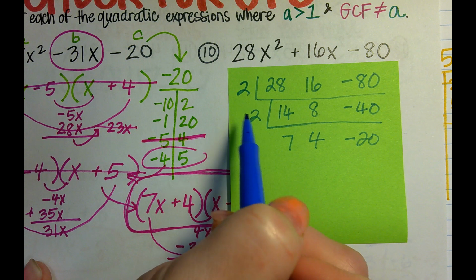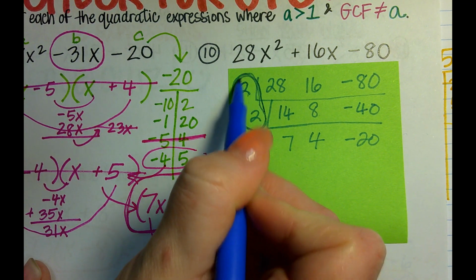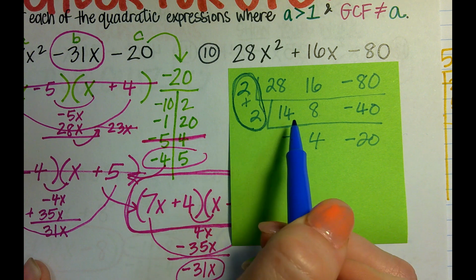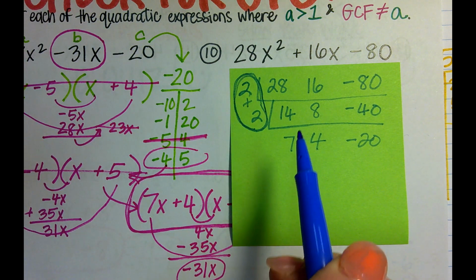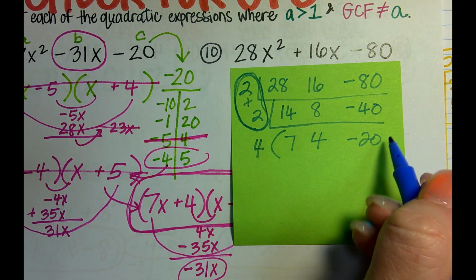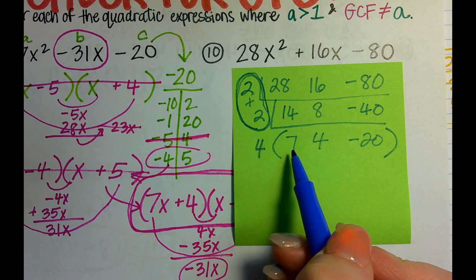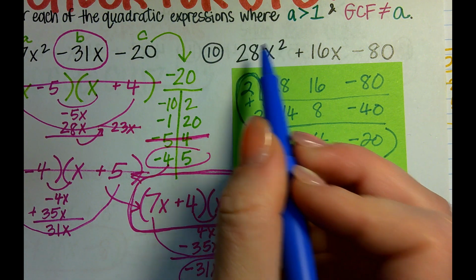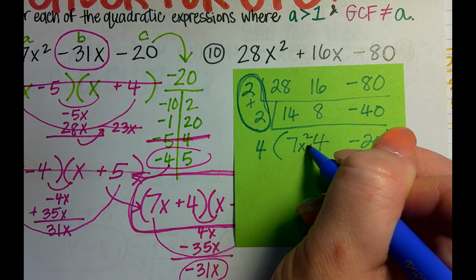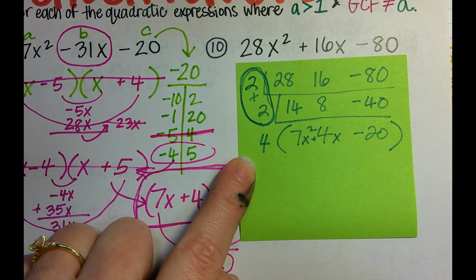You guys remember what I told you about greatest common factor? What do we do with these numbers out here? Not add. Multiply. Because we divided by 2 and divided by 2, we're going to do the opposite. We're multiplying, right? So 2 times 2 is 4. That goes outside. And these 7, 4, and negative 20, that will be the coefficient on your new terms, right? So 7x squared plus 4x minus 20. And 4 would be your greatest common factor here.